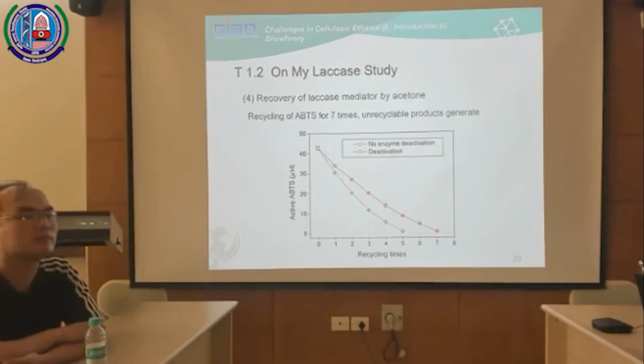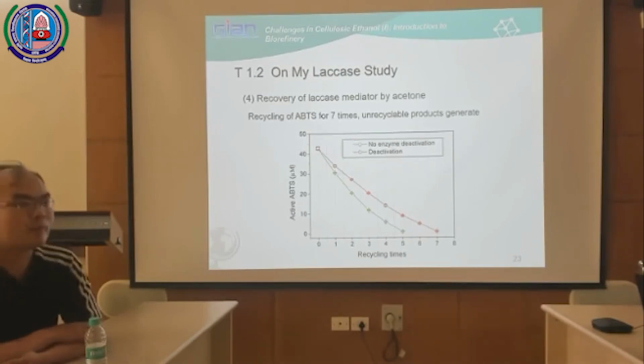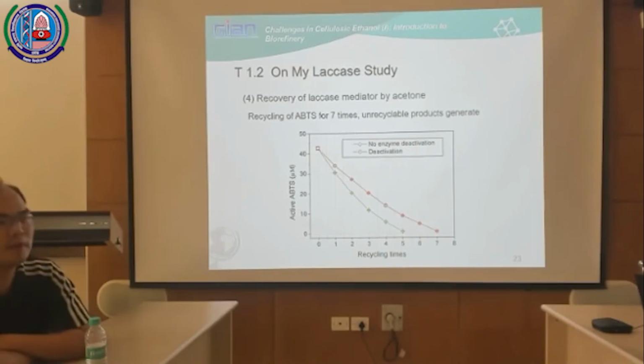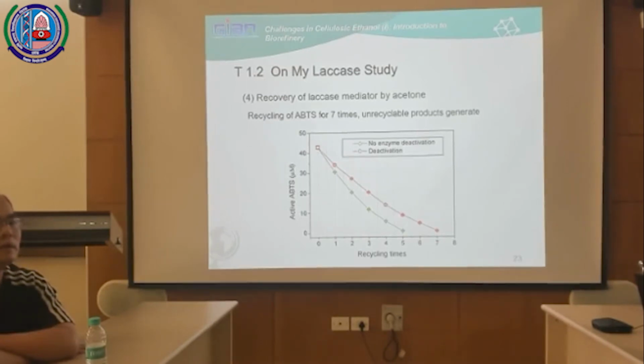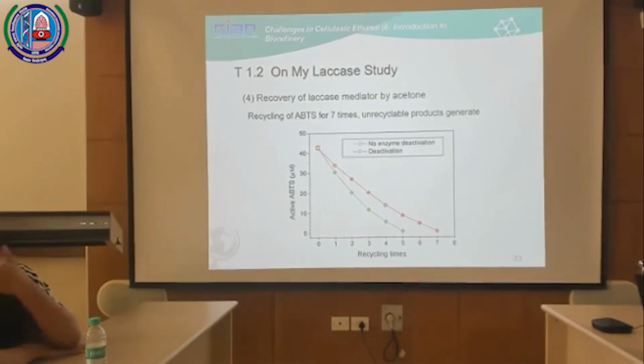For this purpose we normally use ABTS, which is much cheaper than HBT. So when you use ABTS as a mediator, it is also a substrate for laccase. When you mix it with the enzyme, the color changes into greenish, slightly bluish gray. Yes, greenish.